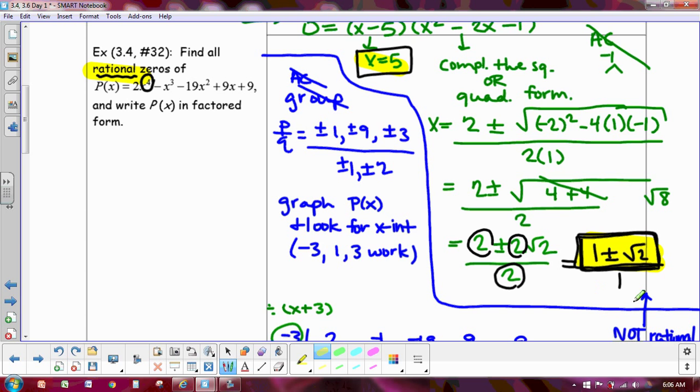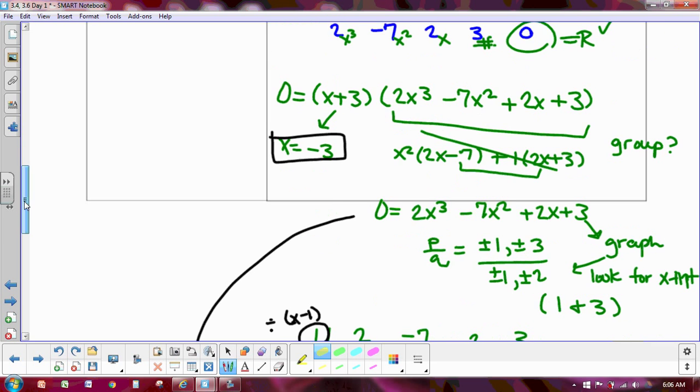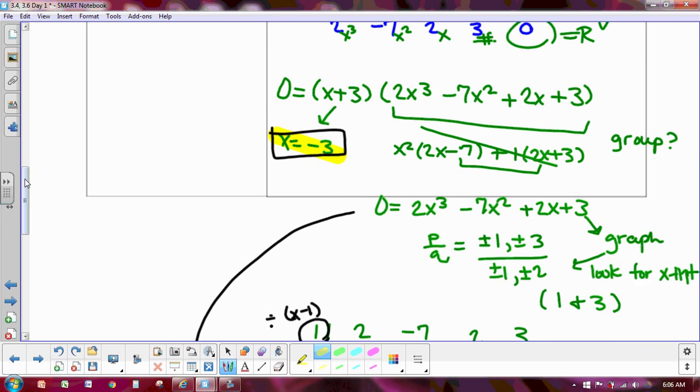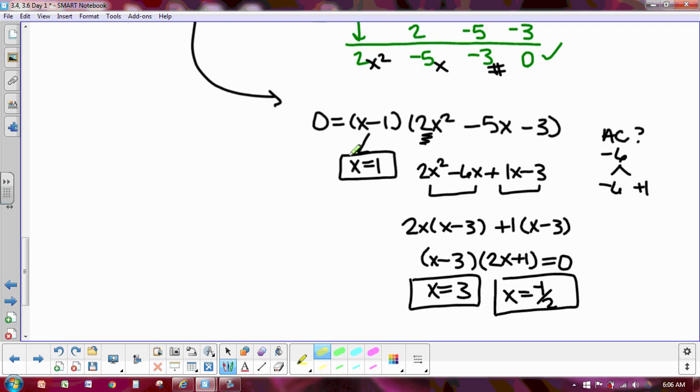We talked in our last example, excuse me, that 1 plus or minus the square root of 2 is not rational because the square root of 2 is not a rational number. But negative 3 is a rational number, so I'm going to keep that. 1 is a rational number, I'm going to keep that. 3 is a rational number, I'm going to keep that. And negative 1/2 is a rational number. Any fraction is a rational number. Any decimal that terminates, that stops, or that repeats is a rational number. So I have 4 rational zeros here.